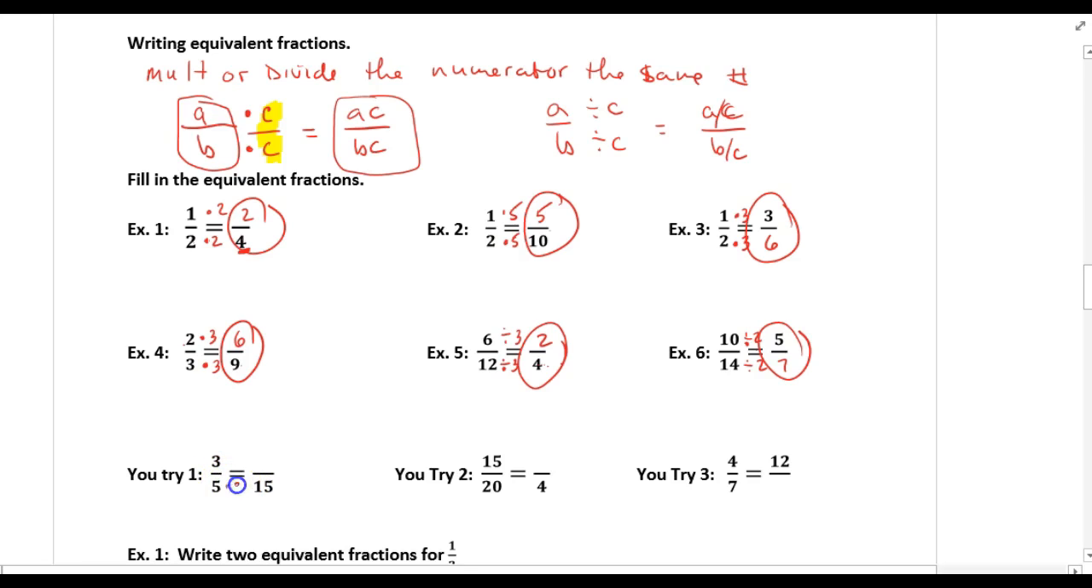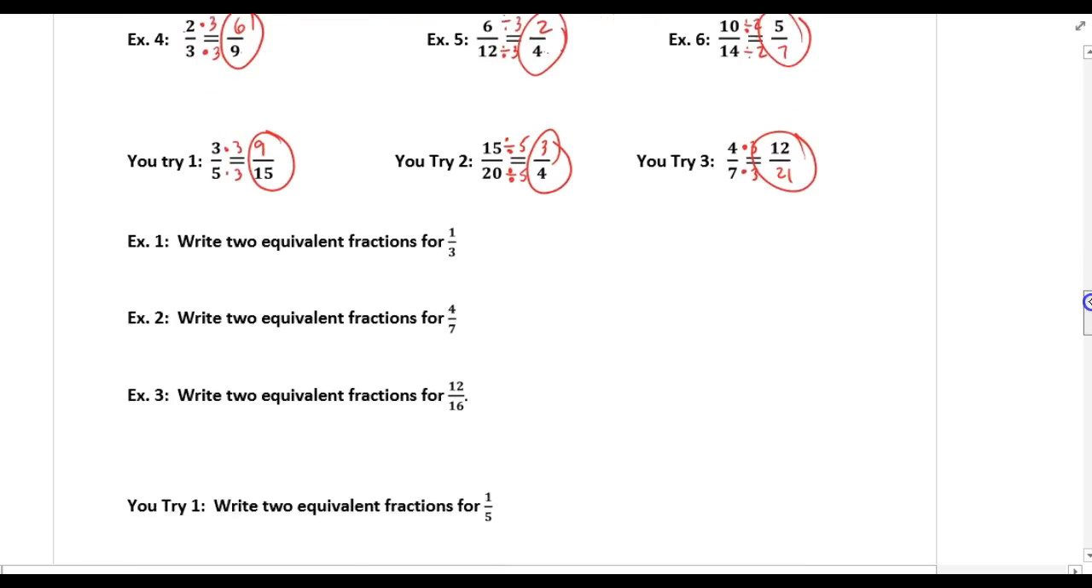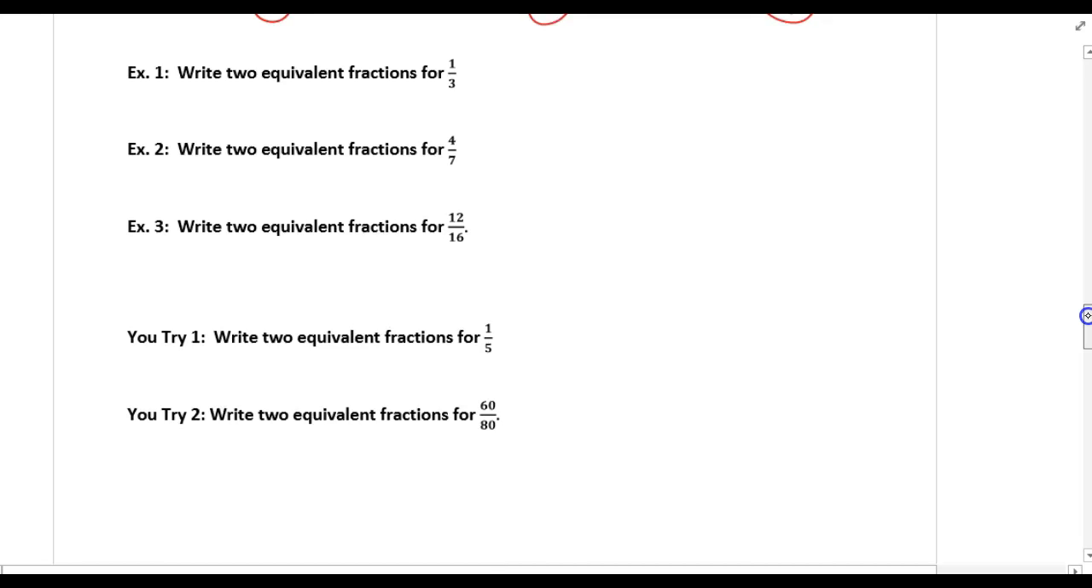So for the first one, we're going to multiply the denominator by 3 to get 15, which means we multiply the numerator by 3 to get 9. 20 divided by what would give me 4? So I'm going from bigger to smaller, so divide it by 5. Divide the numerator by 5, and you get 3 over 4. Up here, what do we have to do to 4 to get 12? Multiply by 3. What do I have to do to 7 then? Multiply by 3 to get 12 over 21. This is a very important concept down the road, so being able to do this is critical.